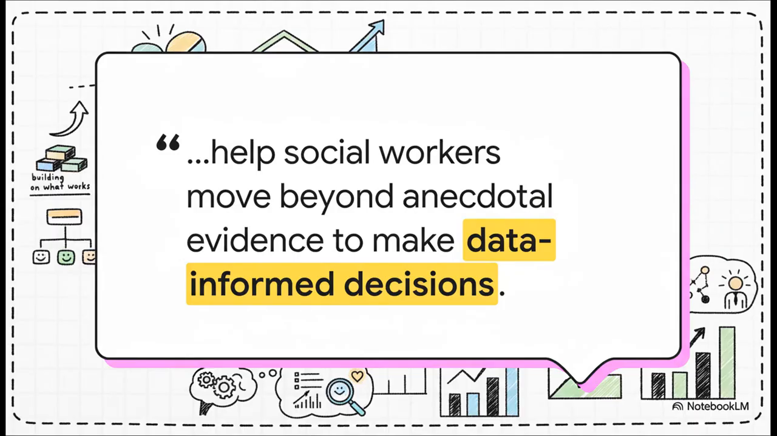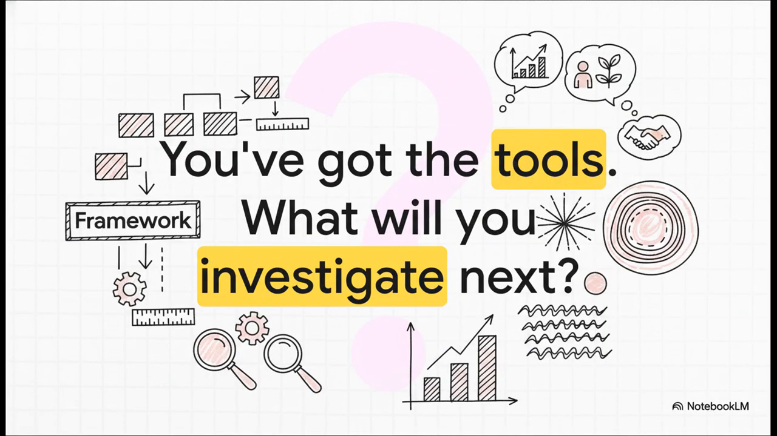And really, it all just comes down to this. These aren't just some abstract math problems. They are the methods that allow our entire field to move forward, to build on what actually works, and to make decisions that are systematically proven to improve people's lives. So the next time you pick up a research article, you're going to have the framework to actually understand what it's saying. You've got the tools. The only question left is, what patterns, what relationships, and what potential for change are you going to uncover?